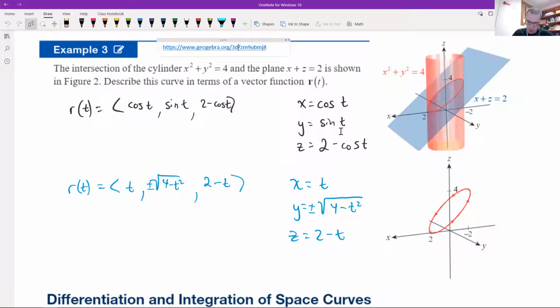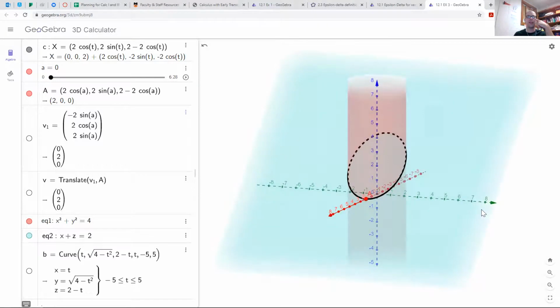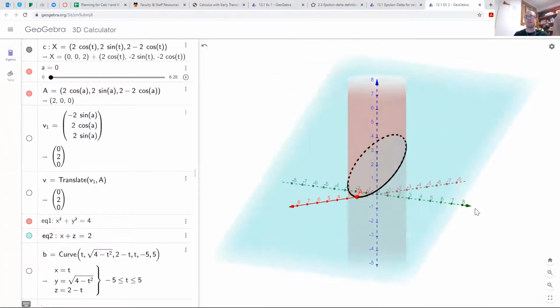So real quick, I'm sorry about that. 2 times cosine of t and 2 sine t. And then this part is 2 minus 2 cosine t. Sorry, but that's happening because the radius of our circle is 2. So going back to the graph, that's what that space curve looks like. Pretty cool.